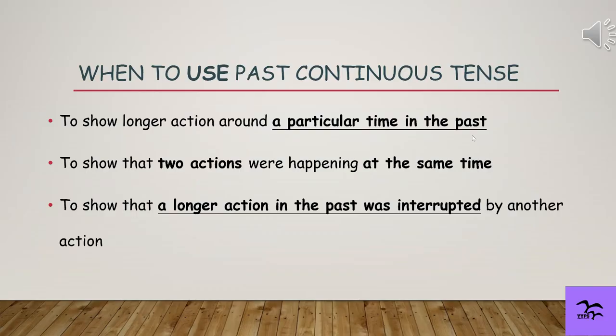Alright, we have learned when to use past continuous tense today. We also learned how it looks like, actually. Here are the three scenarios we have covered for when to use past continuous tense. First, to show a longer action around a particular time in the past. Second, to show that two actions were happening at the same time. Third, to show a longer action in the past which was interrupted by another action.